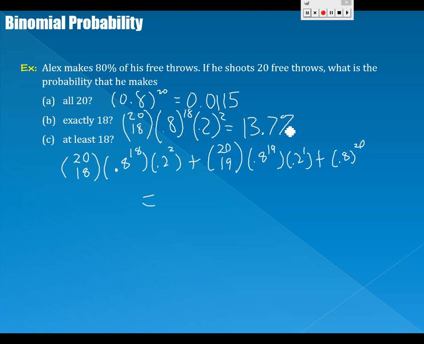So, by the way, if you want a shortcut for doing C, you've already done most of the work, haven't you? By doing A and B, you have 18 and 20. You just need to add 19 in there. And you have them all, right? But yes, stat people will acquiesce here.